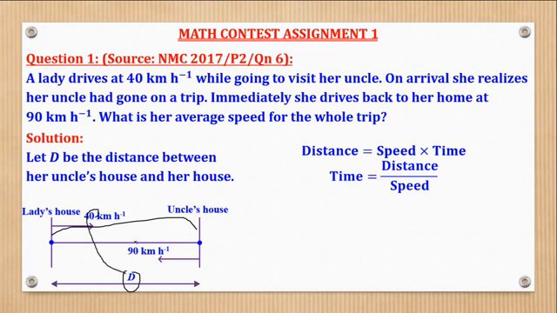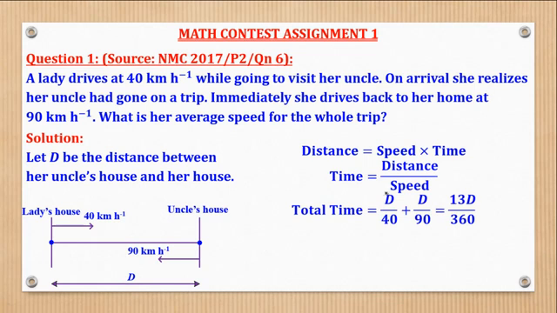While the time taken to move from her uncle's house back to her house is distance, which is d, over the speed, which is 90. Therefore, the total time will be the time from her house to the uncle's house, plus the time from the uncle's house back to her house. When I add the two using LCM, I'll come up with this.